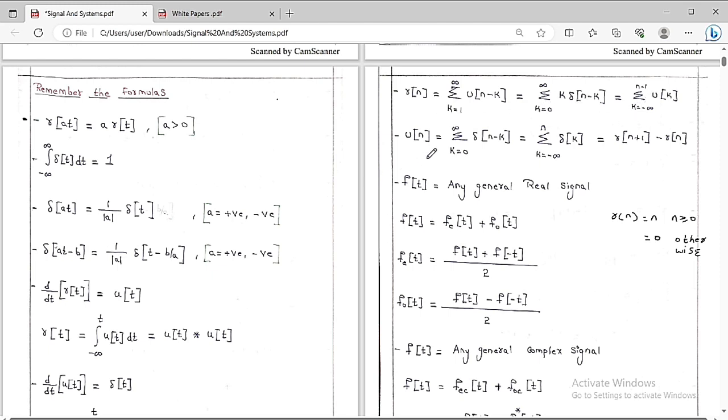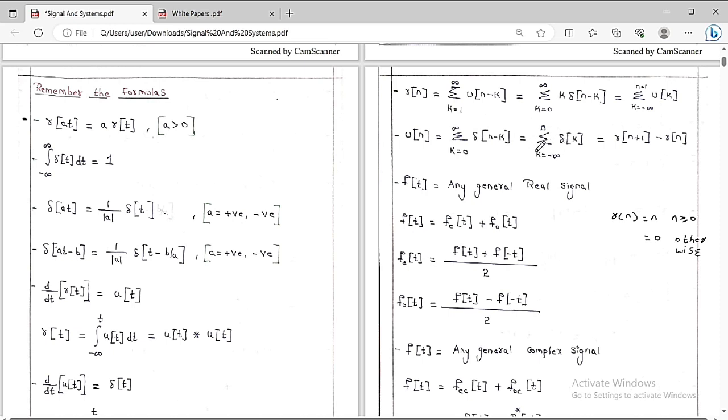Similarly, suppose I want to represent u of n in a different way, how am I going to write it? u of n is equal to sigma k equal to 0 to infinity delta of n minus k. I have already told you that the step signal is the integration of the impulse signal in the continuous time domain, but in the discrete time domain that integration changes to summation. So u of n is equal to sigma k equal to 0 to infinity delta of n minus k, where k varies from 0 to infinity.